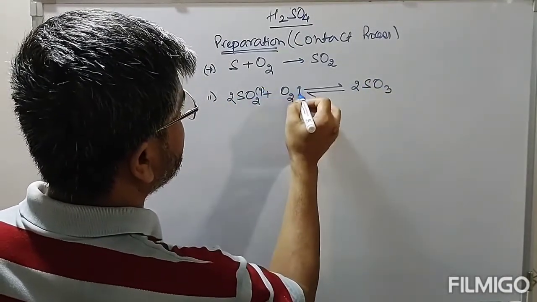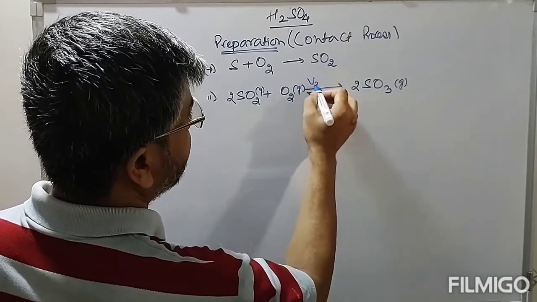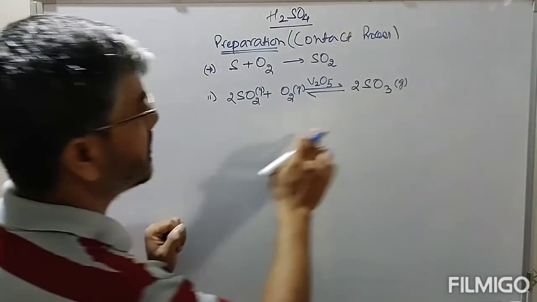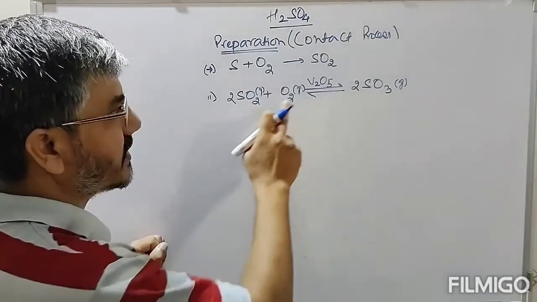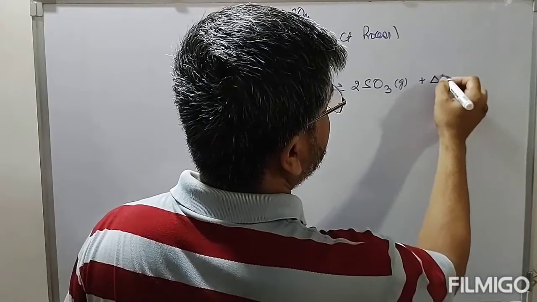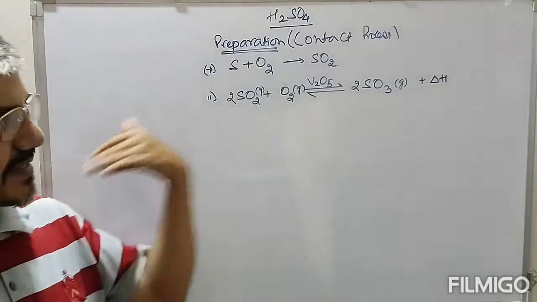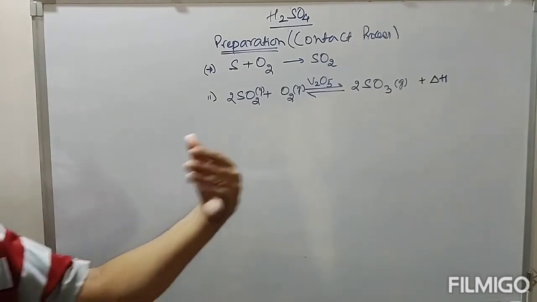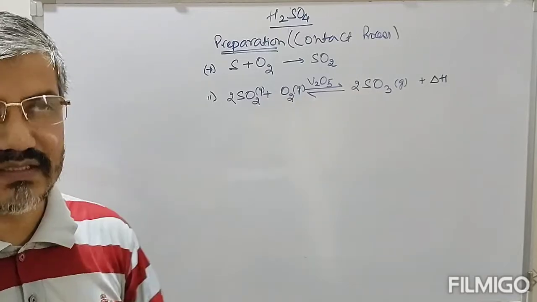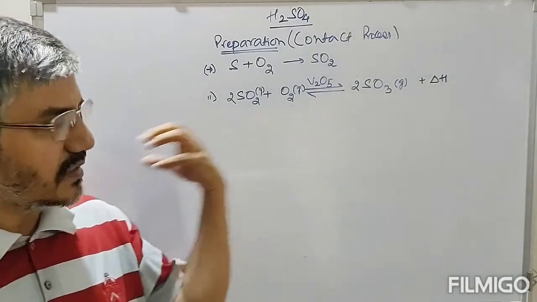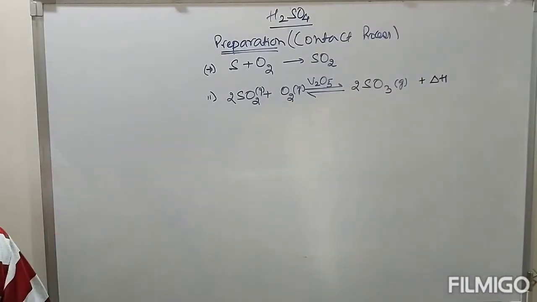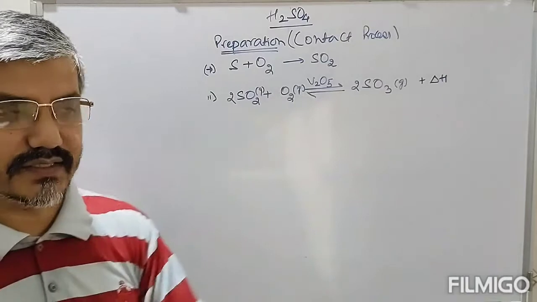This is gas, this is gas, this is gas. This takes place in the presence of the catalyst vanadium pentoxide, V2O5, and this is one of the most important steps. Look at the formation of sulfur trioxide from sulfur dioxide and oxygen. This is an exothermic process. Since the reaction is exothermic, it should be carried out at low temperature. After formation of sulfur trioxide, the partial pressure of gas decreases. As the partial pressure decreases, the reaction must be carried out at high pressure so that it is shifted in the forward direction, or the yield of sulfur trioxide increases.